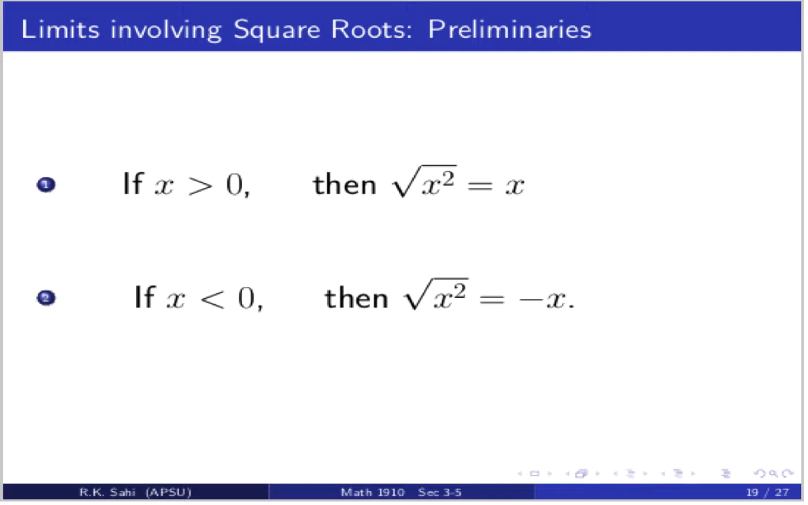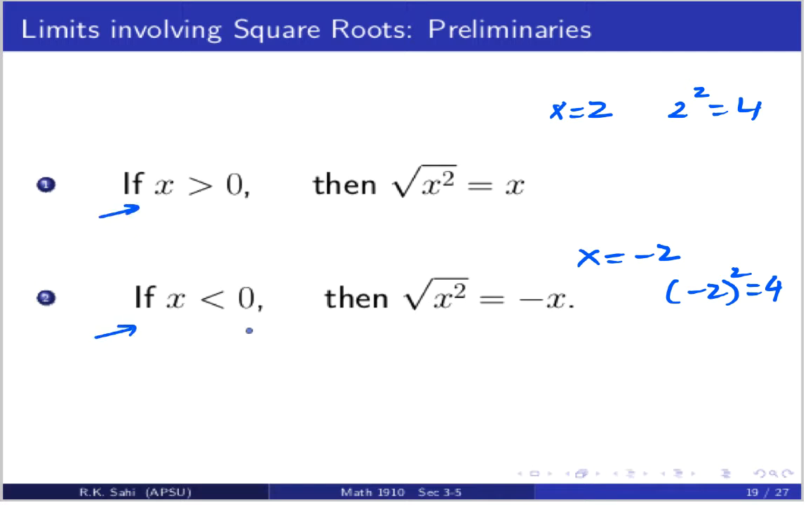The first important thing to remember is that if x is greater than 0, then the square root of x squared is x, but if x is strictly less than 0, then the square root of x squared is minus x. What it simply means is, if x is 2, then 2 squared is 4. And when x is minus 2, minus 2 squared is again 4. So the square root of 4, in the case where x is minus 2, is minus x.